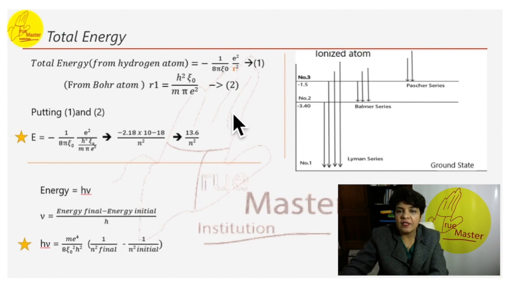We have derived this formula, so we can write hv will be equal to m e4 by 8 epsilon naught square h square, and in brackets 1 by n square final minus 1 by n square initial. So we have taken energy final minus the energy initial. Where is this part coming from? Here. This is the energy, and one will be the final, one will be the initial.